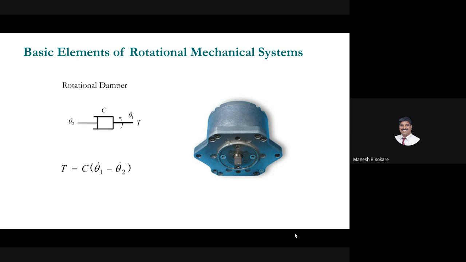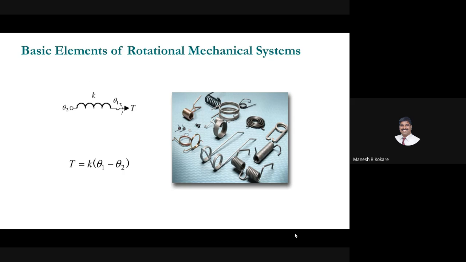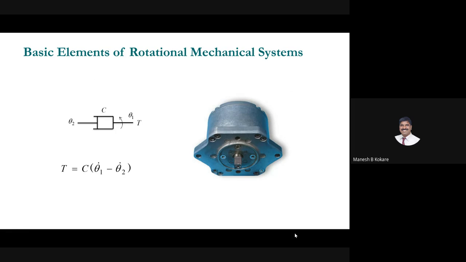Whereas you might have seen in the case of the spring element, the torque offered by the spring element is directly proportional to the angular displacement, and the angular displacement for these two ends is theta 1 minus theta 2, right? So T is equal to K into theta 1 minus theta 2 is the mathematical model of the rotational spring element, whereas in the case of a rotational dashpot or damper, the torque is directly proportional to the angular velocity, so theta 1 dot minus theta 2 dot.